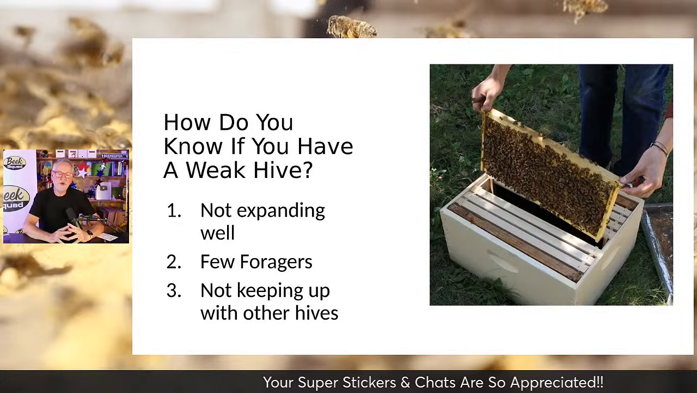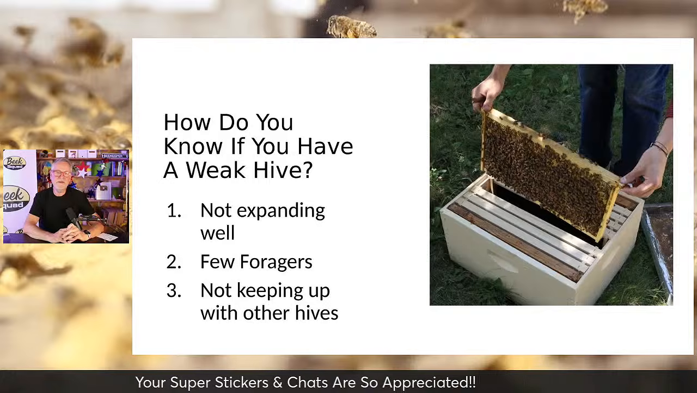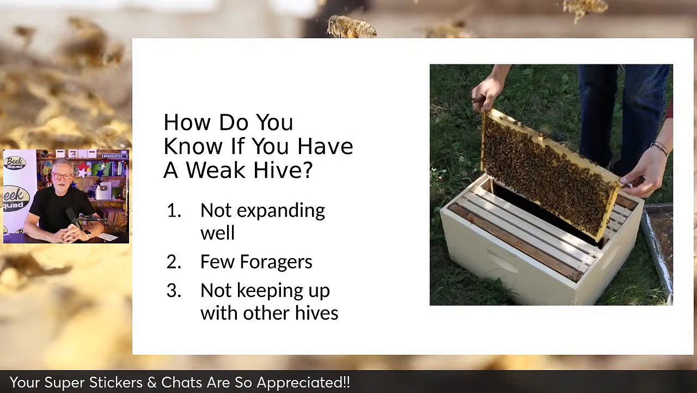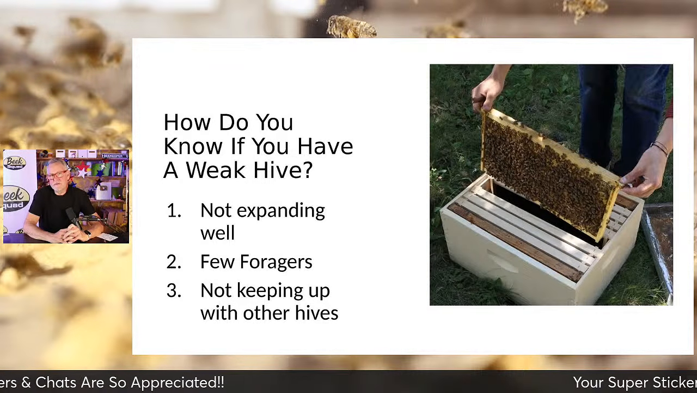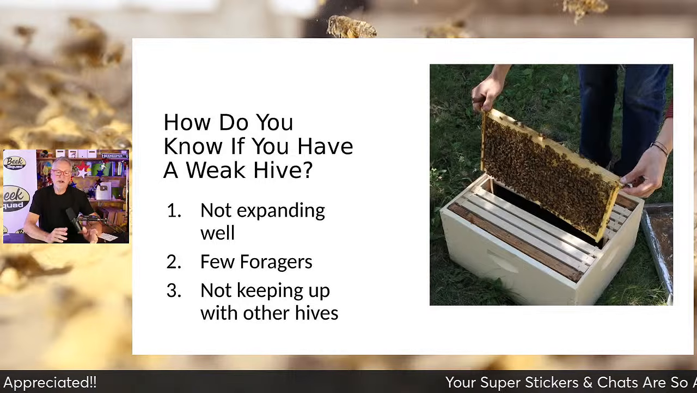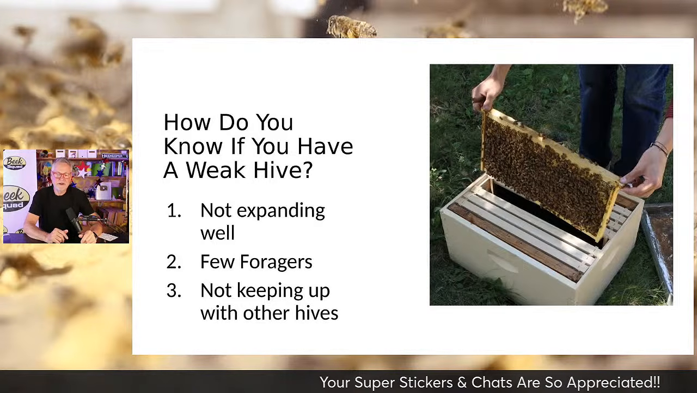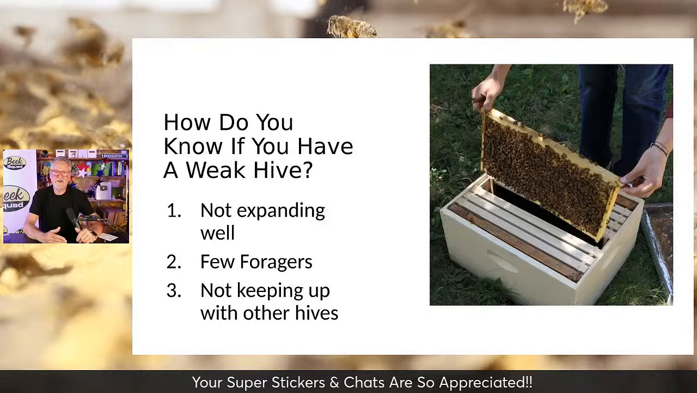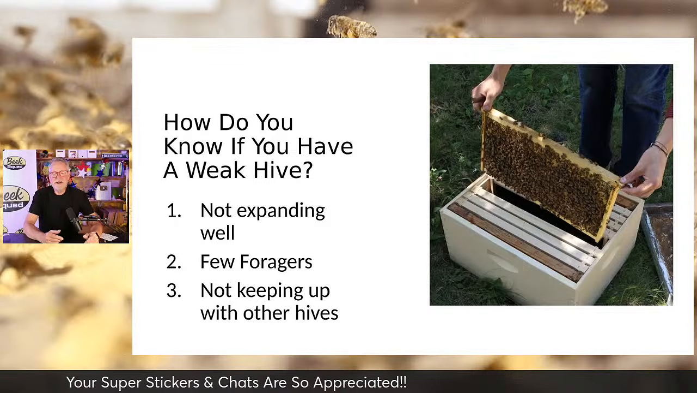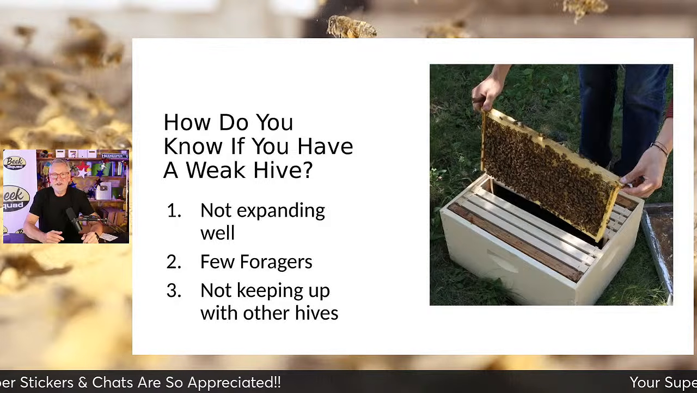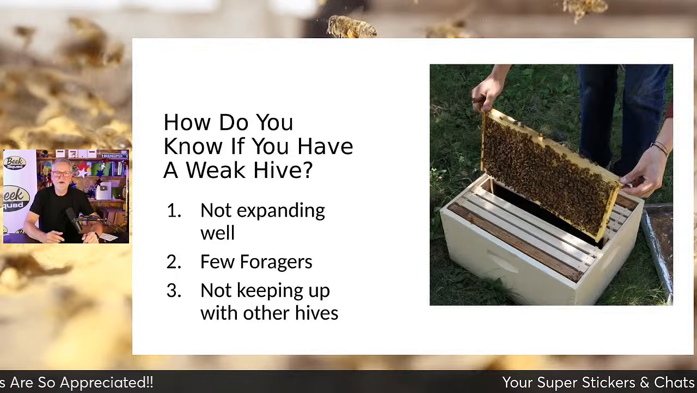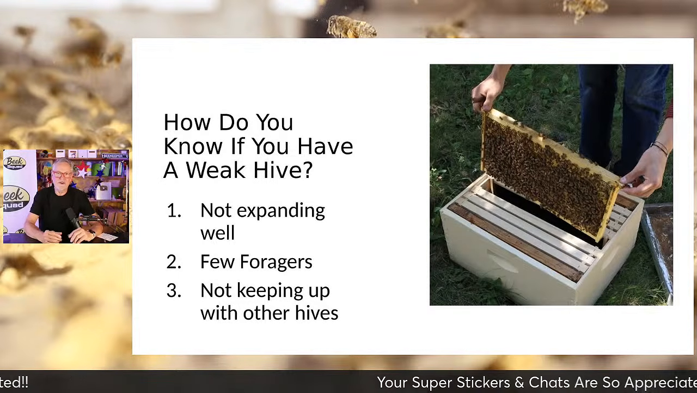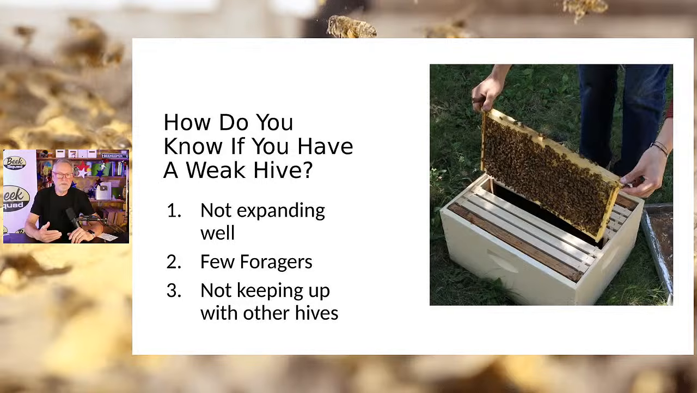Well, how do you know if you do have a weak hive? That's something that some people just don't understand. Like, I don't know if my hive's weak or not. What do I have to compare it to? If you have one hive, it is kind of hard to know. But I think the big telltale sign is if it's not really expanding very well. If you just don't see growth, either they're not pulling out frames, they're not drawing out comb, they're not expanding brood, you don't see more and more frames of honey and resources in there, they're not expanding.